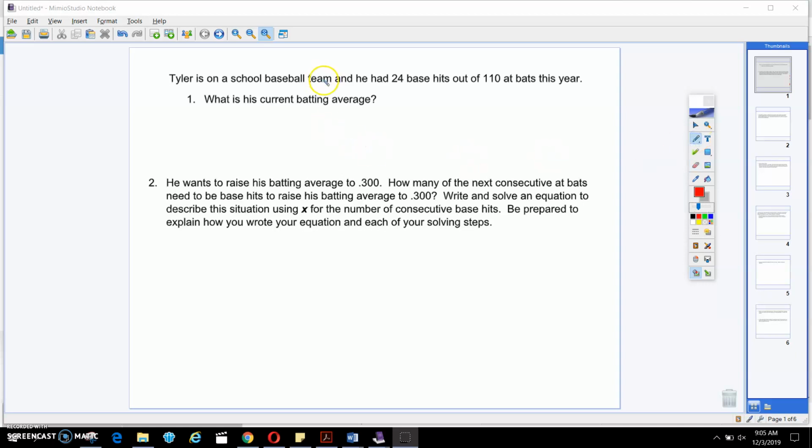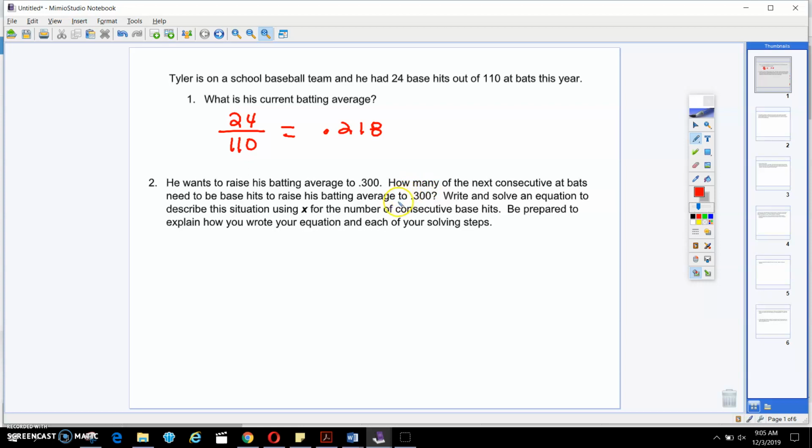All right, so this says Tyler's on a school baseball team, and he had 24 base hits out of 110 at-bats this year. What is his current batting average? So the way we do this is we take his number of successful base hits over his total number of at-bats. So that's going to be 0.218 as his batting average. Okay?